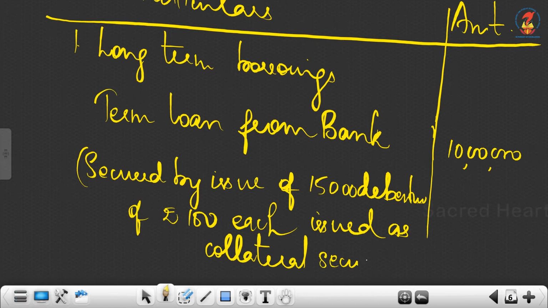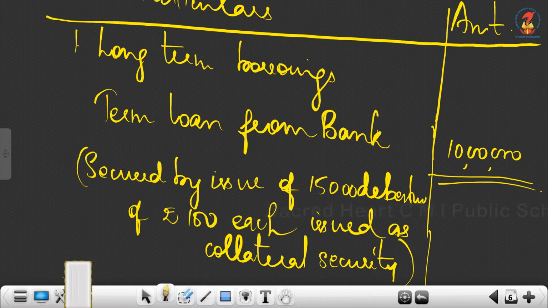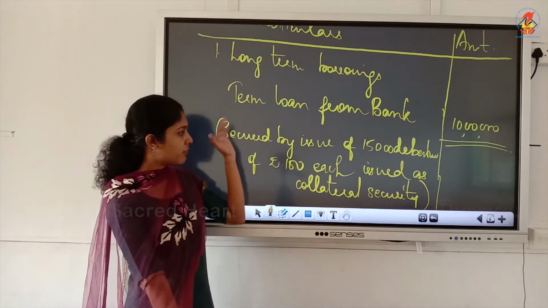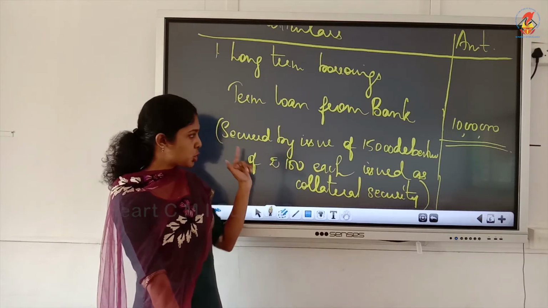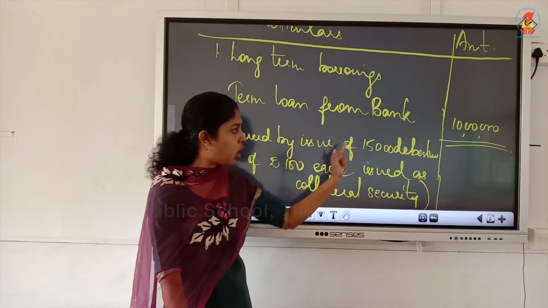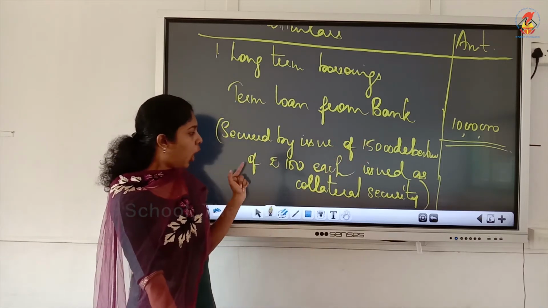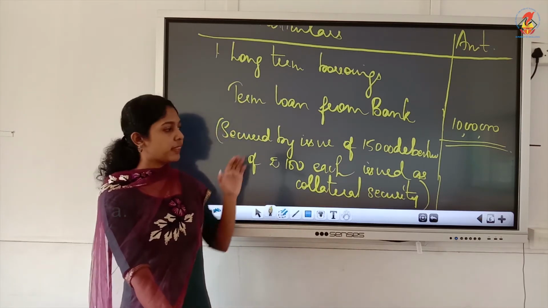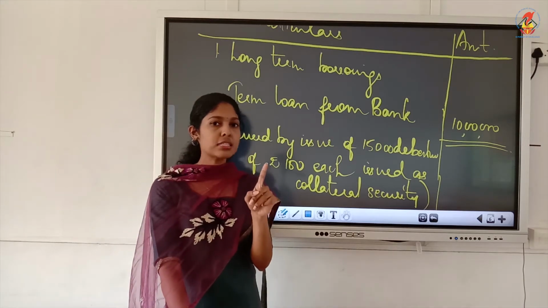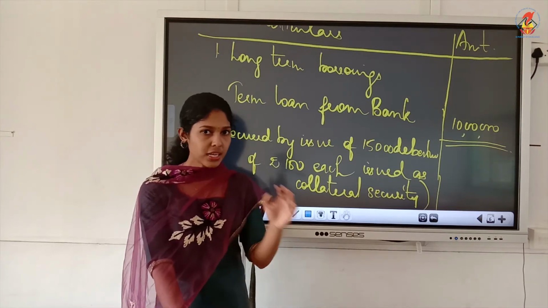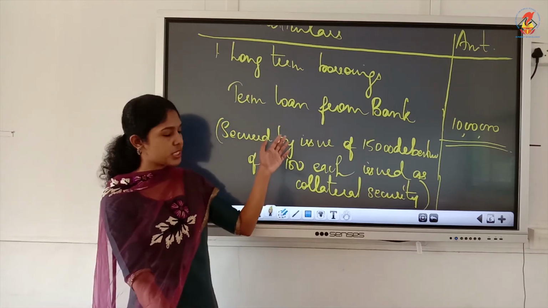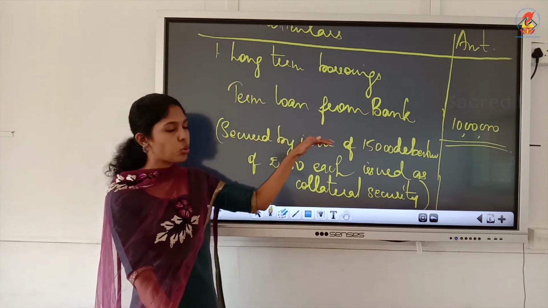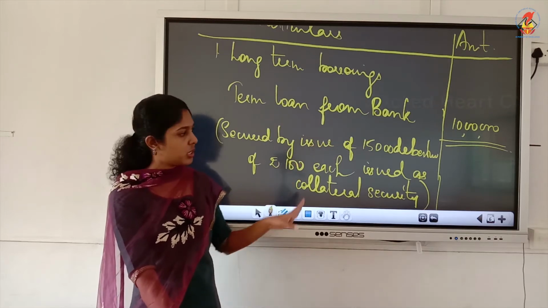This is how you have to write that collateral security inside the balance sheet. It is not affecting your bank loan. Actually, bank loan we show 10 lakhs, that is your liability. Within brackets, we have to show secured by issue of 15,000 debentures of rupees 100 each issued as collateral security. Understood? This is how we have to show collateral security in the first method. If the journal entry is not passed inside the balance sheet, in note to accounts, we have to show this one within brackets. That's all.